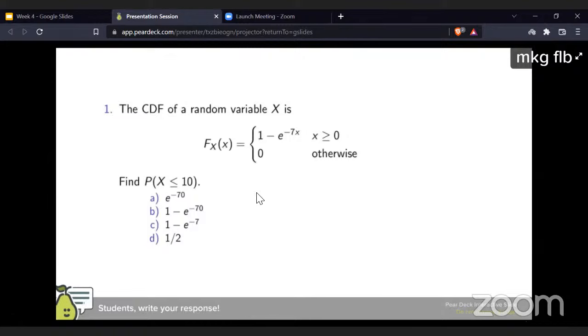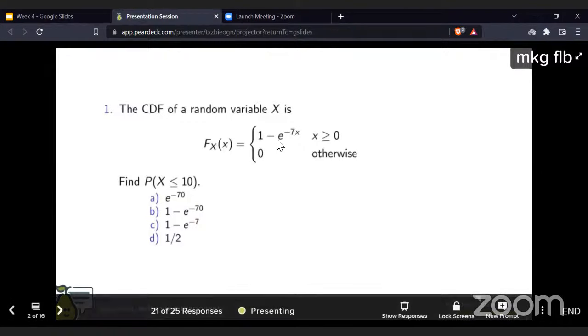You have the CDF given. So from the CDF, can you recognize what random variable it is? Exponential random variable, right? So what is the lambda there? 7. 7 is the lambda, right? So we have to find probability x less than equal to 10. So basically we have to find CDF of x at 10. CDF is already given to us, so we just have to put 10 in place of x. So what will we get?